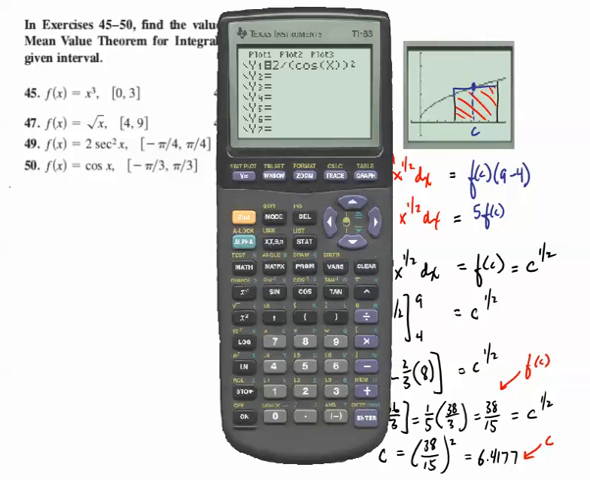So to find our window for this, let's take a look at what we have here. We want to go from negative pi over 4 to pi over 4. So x values, I'm going to say, let's go from negative pi divided by 2 to positive pi divided by 2. And let's have that go in steps of pi divided by 4. And notice you can put in the pi's, it'll convert that all to decimal form there.